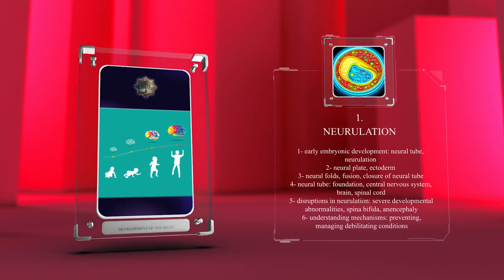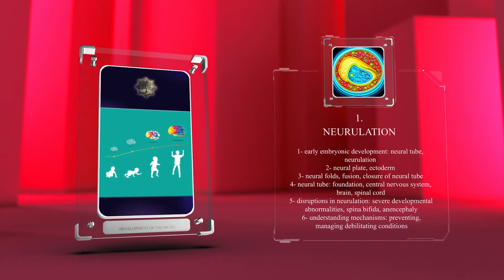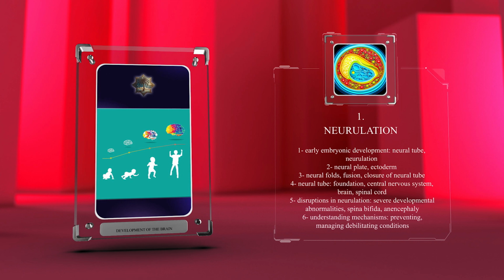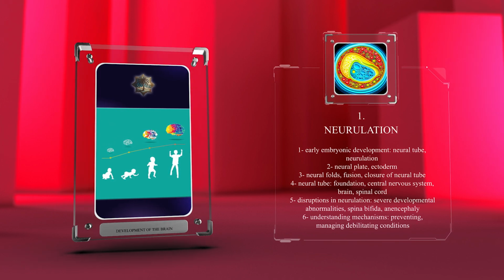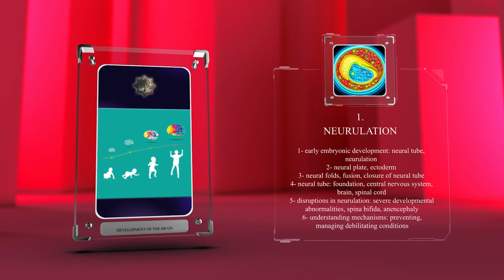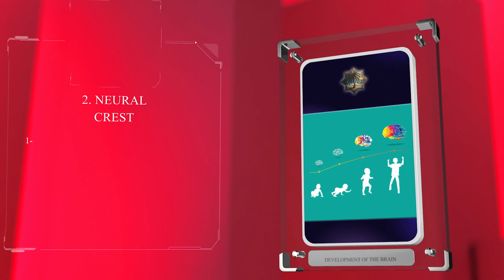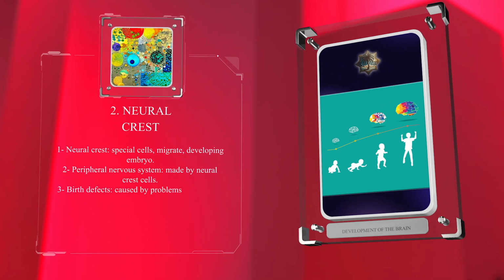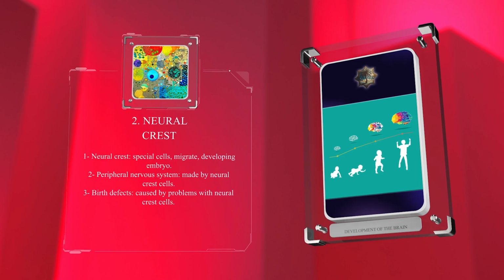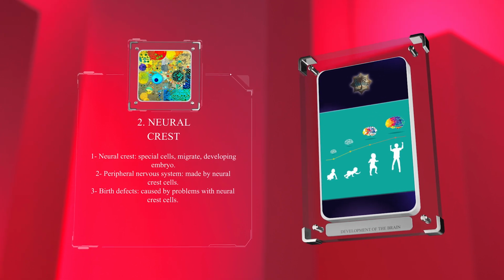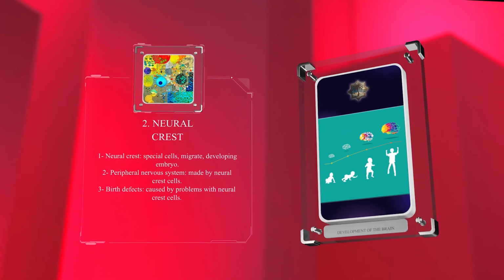Any disruptions in neurulation can lead to severe developmental abnormalities, such as spina bifida or anencephaly. Thus, understanding the mechanisms involved in neurulation is crucial for preventing and managing these debilitating conditions. The neural crest is a group of special cells that migrate throughout the developing embryo. These cells are important for making the peripheral nervous system, as well as structures like the face, heart, and skin. Problems with these cells can cause birth defects.